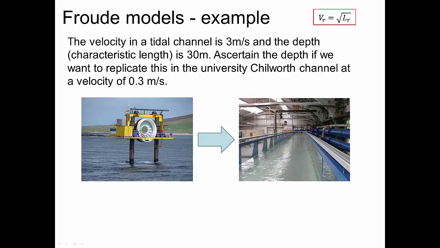So what we can write out, I'll try and do this neatly in pen, but it probably won't work. So the velocity ratio equals the square root of the length ratio. So we've got velocity in the prototype divided by velocity in the model. That was excellent handwriting. Is equal to the square root of length in the prototype over length in the model. Okay, so Vp over Vm is going to be equal to 10 because we've got the length in the prototype, which is 30, divided by 0.3.